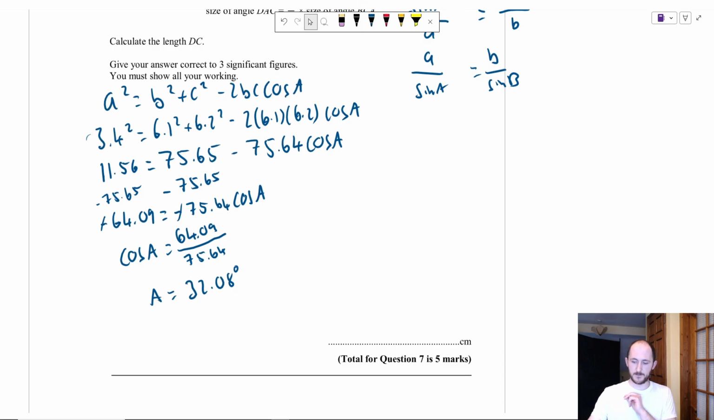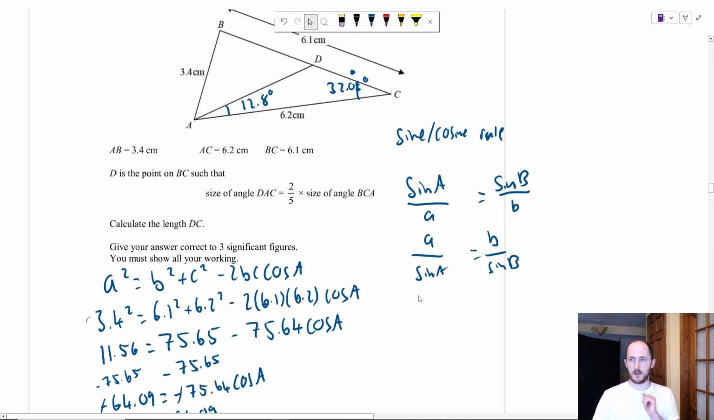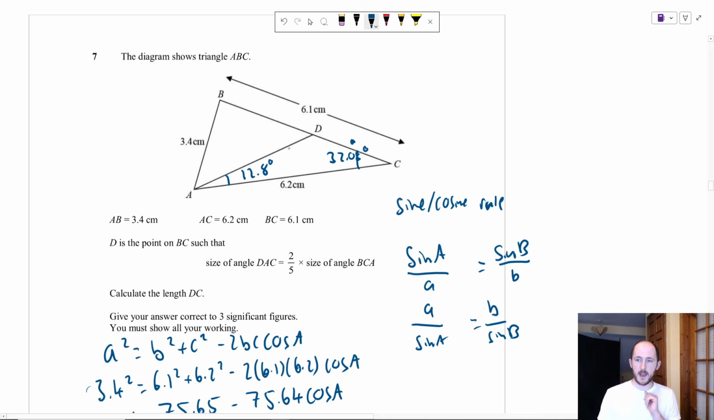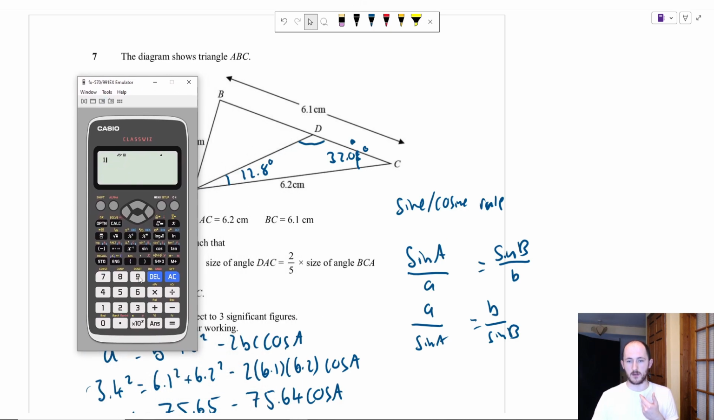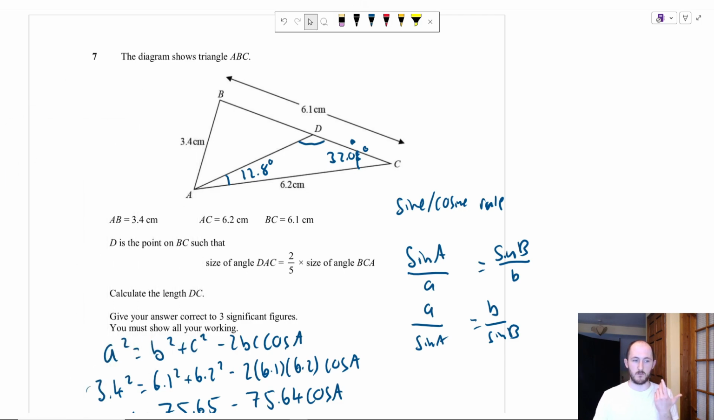Okay. So from that, I can work out what this angle is here, because all angles in a triangle add up to 180. So I'm going to do 180 minus what I just got, minus 32.08, which gives me 135.1 degrees.